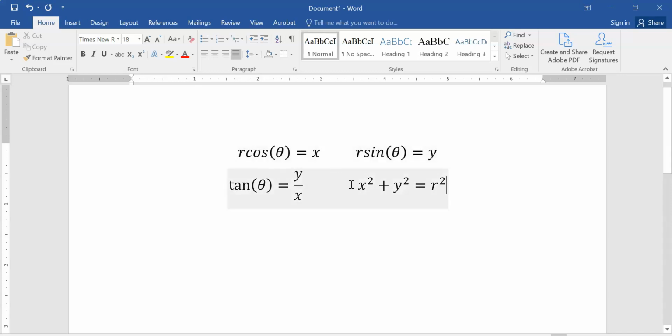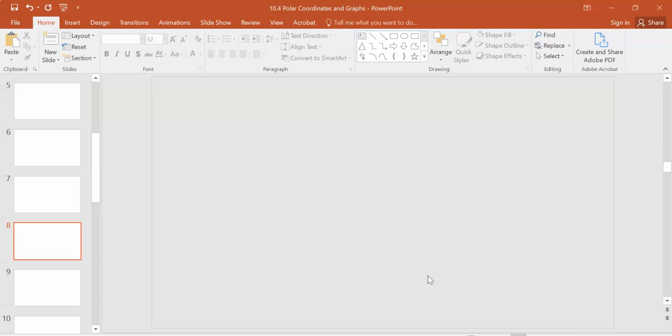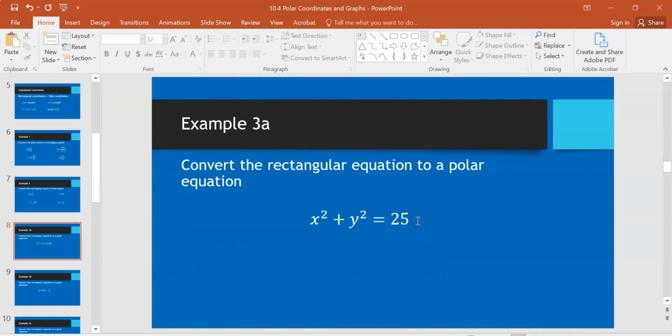So the thing we have to look out for on these conversions is when to use this one, when to use that one, when it's advantageous to use tangent, when it's advantageous to use the Pythagorean theorem identity. So it's basically figuring out in which scenarios things are advantageous to use and in which scenarios they're not.